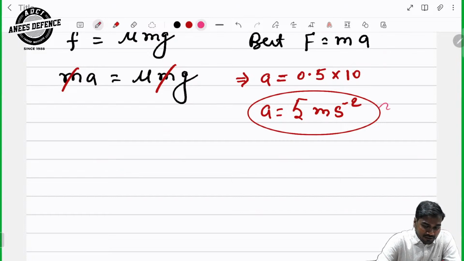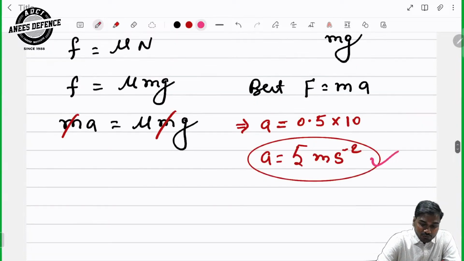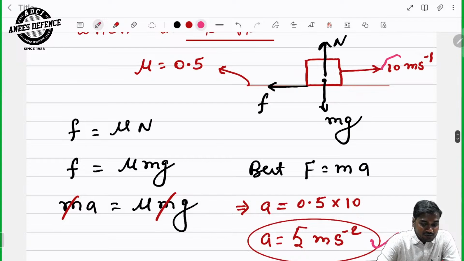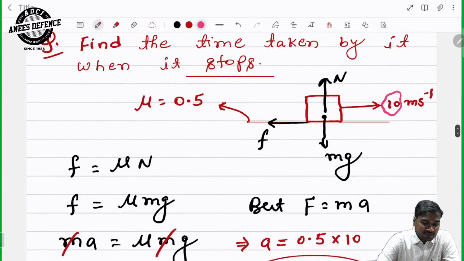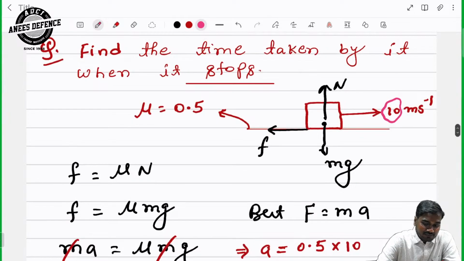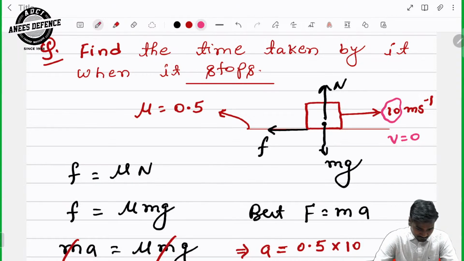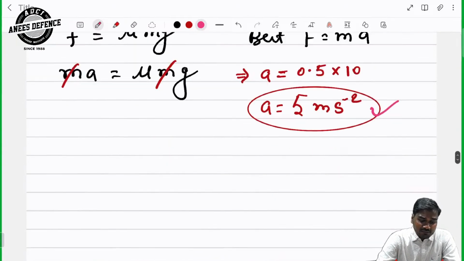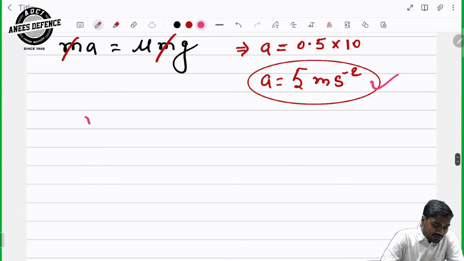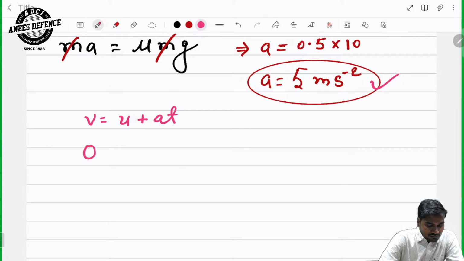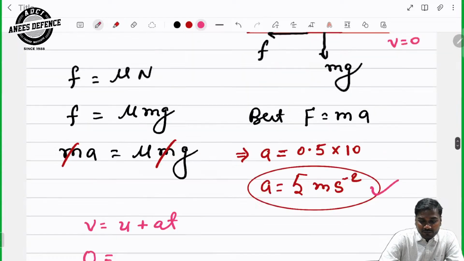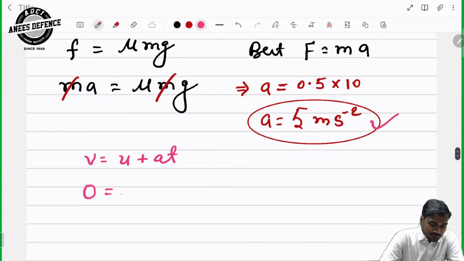So you have retardation, you have initial velocity, and final velocity is 0. When the object is at rest, final velocity becomes what? 0. So you have to calculate the time after which the object will come to rest. So v is equal to u plus at, right? So v is 0 is equal to what? Initial velocity you have given 10 meter per second. What can you write? 10.